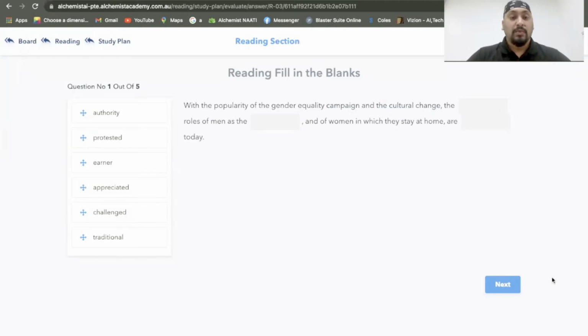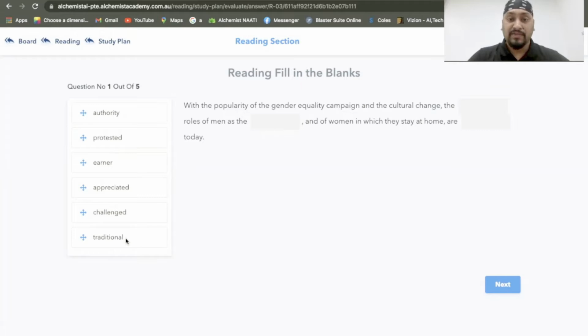Now, with your reading fill in the blanks, please remember that it's all about parts of speech and how you go with them. Okay, so let's have a look. So we will just quickly skim and scan this question. This one talks about gender, women, men. So it's about the gender of men and women, something related to that. Okay, authority, that's a noun. Protested, it's a verb in the past form. Earner is a noun. Appreciated is a verb in the past form. Challenged is a verb in the past form. Traditional is an adjective. Okay.